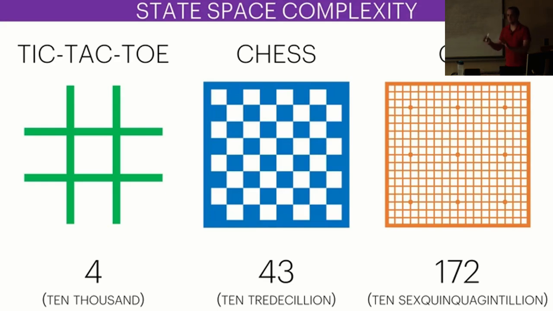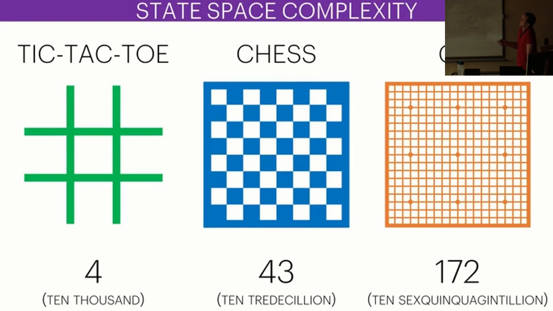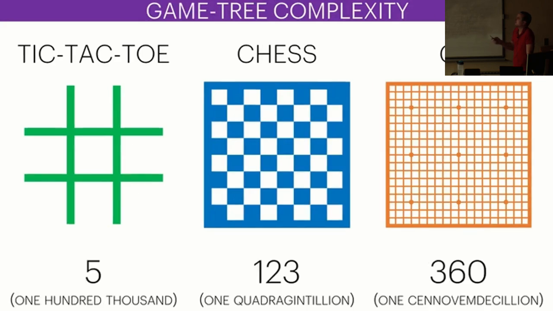Now that doesn't mean that the problem is complex. It just means that it's not trivially solvable. It turns out that Go is pretty complex, but okay. This is the state space complexity. That's the number of different possible configurations of the board that there are.